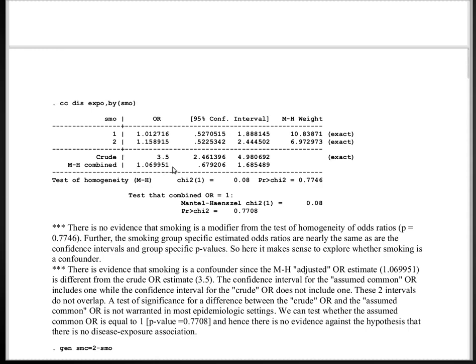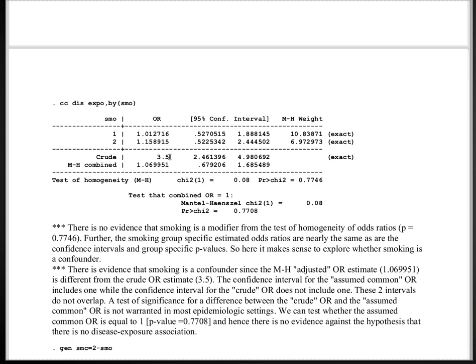We can combine them. This is essentially a weighted combination of these two numbers. And we can then view the adjusted estimate here, or the estimate of the assumed common odds ratio, and compare it with the crude. And here again, we would say there is now clear evidence of confounding. This number, just a hair over 1, is obviously way different from 3.5.